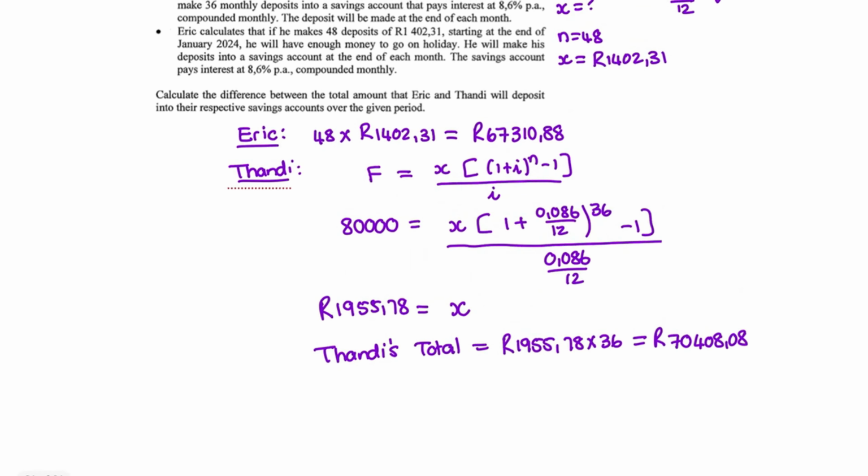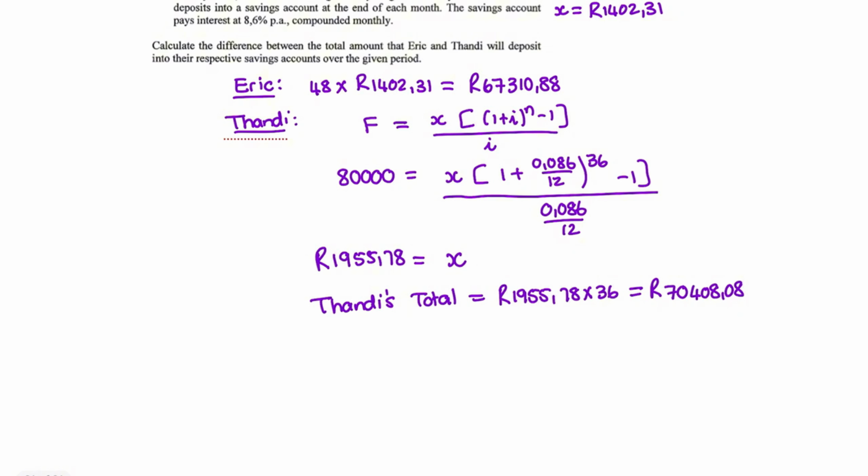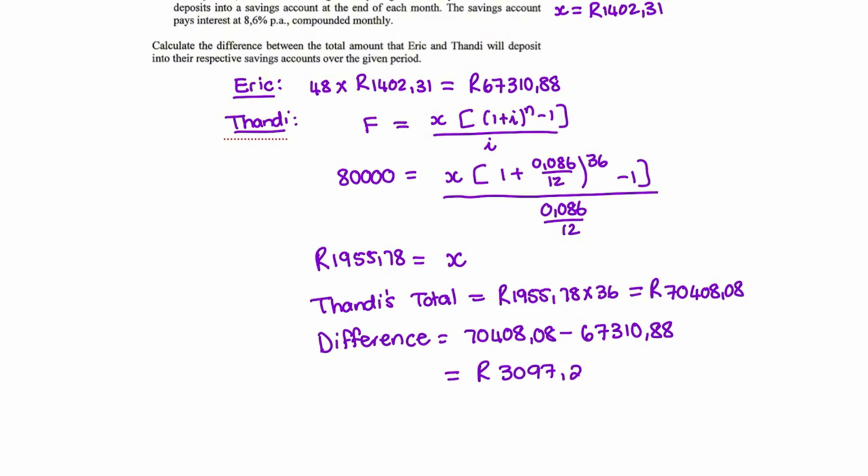Now let's quickly go back to the question. It says, calculate the difference between the total amount of Eric and Thandi. So we have Eric's total and we have Thandi's total. So the difference is simply the difference between those two values. So we'd say 70,408.08 minus 67,310.88. And our final answer then is 3,097 Rand and 20 cents.